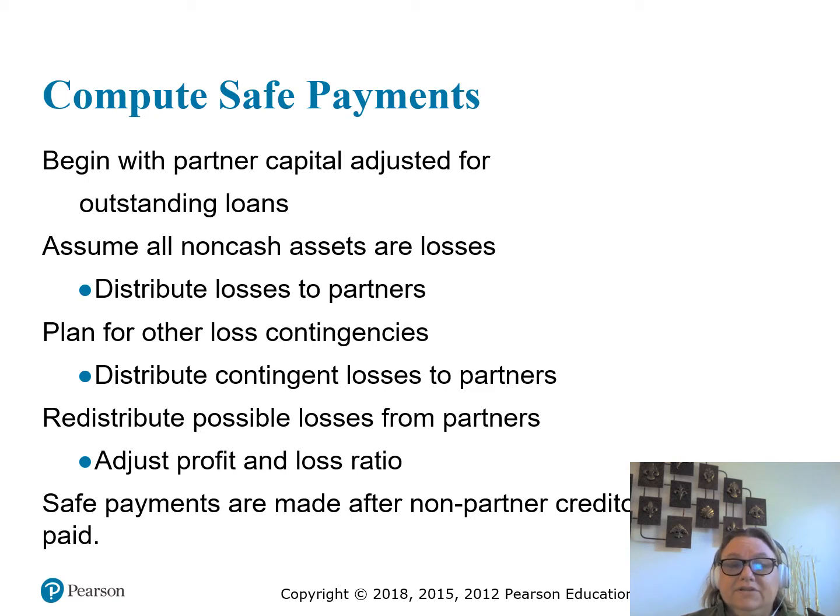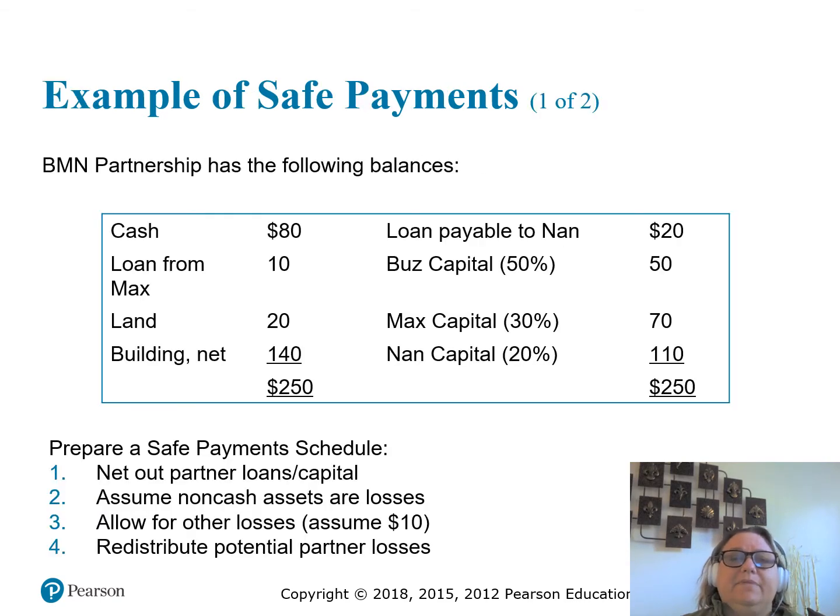In other words, distribute contingent losses. Redistribute possible losses. Adjust the P&L ratio. And then safe payments are made after non-partner creditors are paid. So here's an example of safe payments. It's good to talk about it, but it's better to show you in a problem.